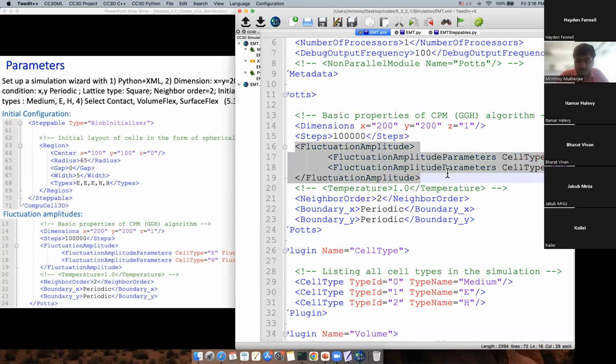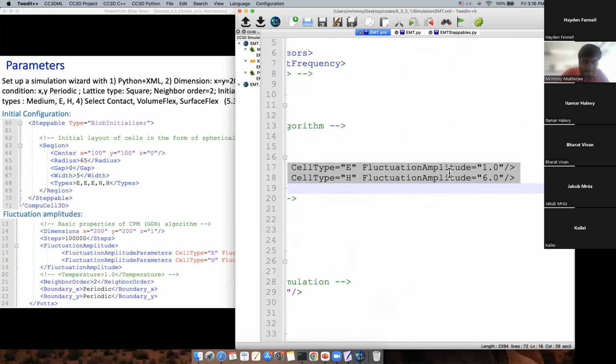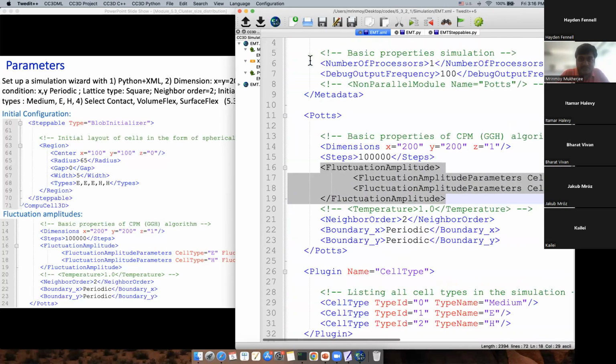I am pasting it in the chat. Yeah, you can directly copy paste this fluctuation amplitude from the chat. You can put it in the plugin sections, and you should comment out the temperature term.